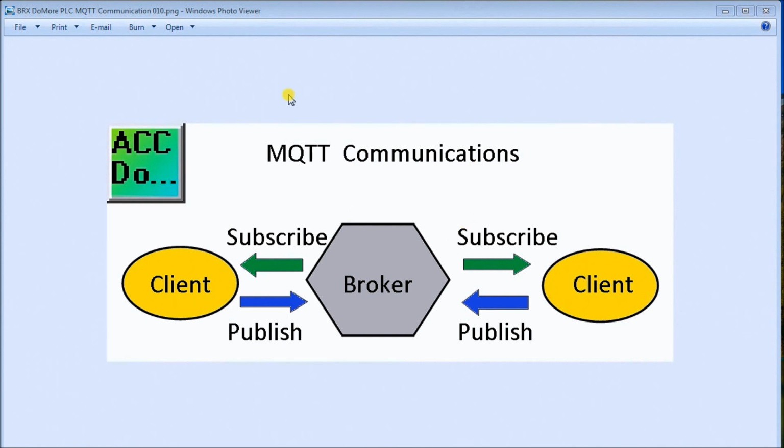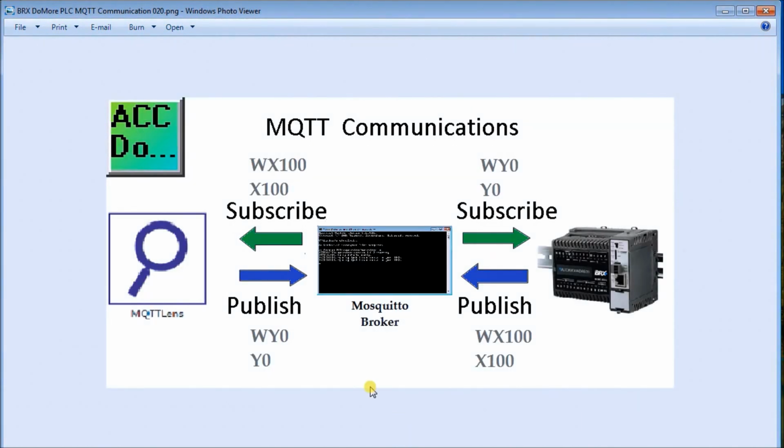And here's a breakdown on my screen of the MQTT communications, and what you will see is that we have a broker here in the middle and we have clients on each side. Each can subscribe or publish to the broker to get information or to publish information that will be available on the network. So in our case, we're going to be installing a Mosquitto broker, which will act as the broker for our network itself. And on one end, we will have our BRX PLC that will be publishing WX100, which will be an analog word, and then we'll also be publishing X100, which is a bit.